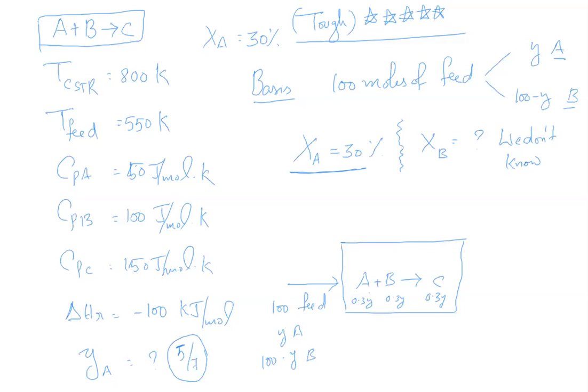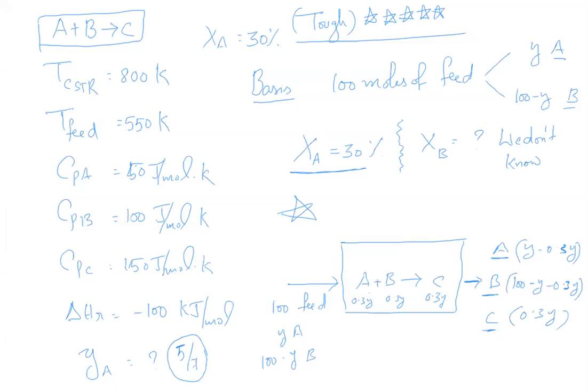Everybody agrees 0.3 Y moles of A reacts with 0.3 Y moles of B, forms 0.3 Y moles of C. Then what is left? A is Y minus 0.3 Y. B left is 100 minus Y minus 0.3 Y. C formed is 0.3 Y. So this is A, this is B, this is C. Understand here, this is the key for the problem. If you are done here, then the next thing is simple.